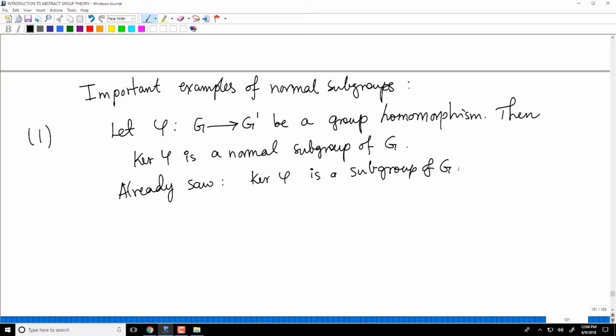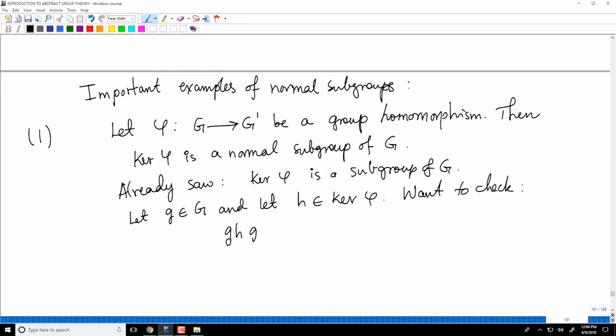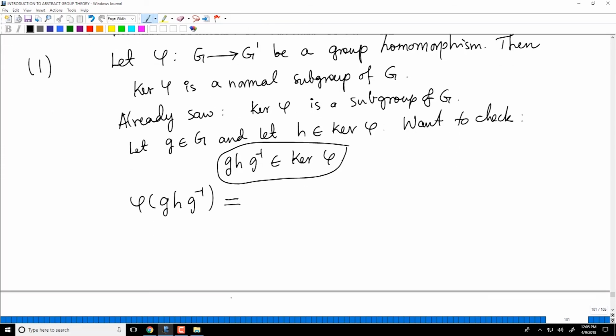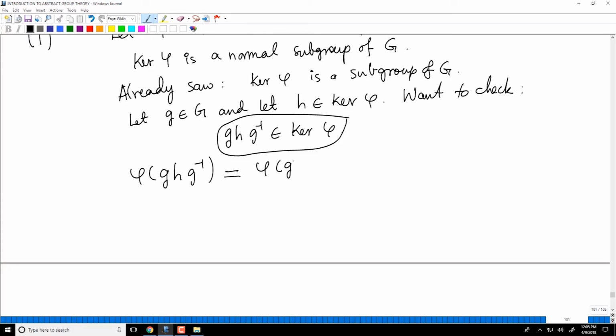To check normality, what do we need to check? So let g be in G and let h be in kernel phi. We want to check that g h g inverse is in kernel phi, right? What is the meaning of being in kernel phi? If you apply phi to it, it must send it to the identity. So let's check that. What is phi of g h g inverse? Because phi is a group homomorphism, this is phi of g, phi of h, phi of g inverse.